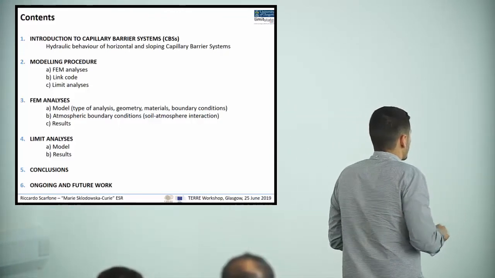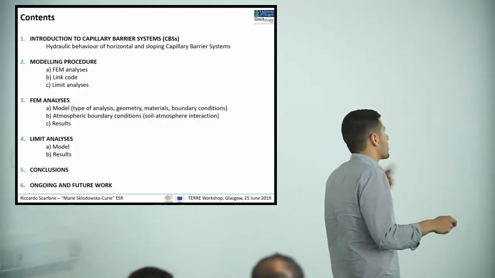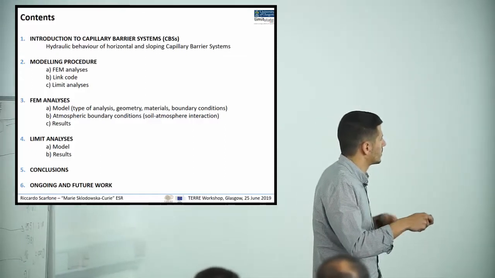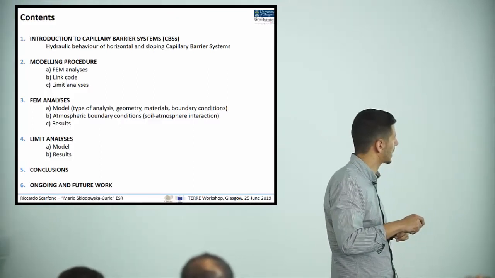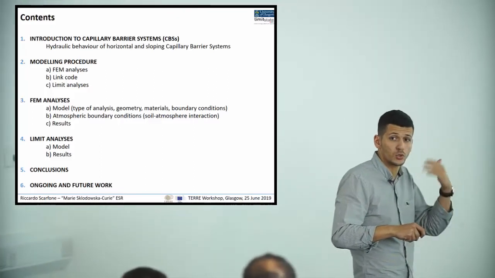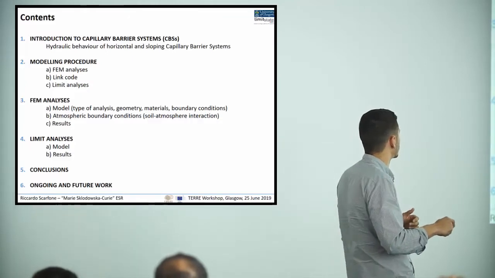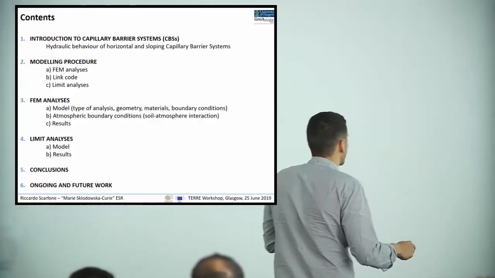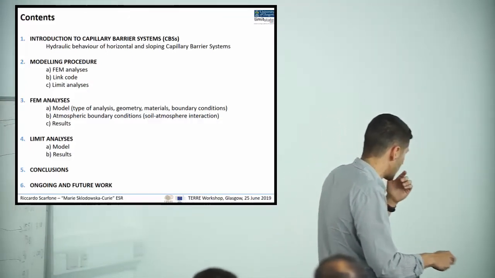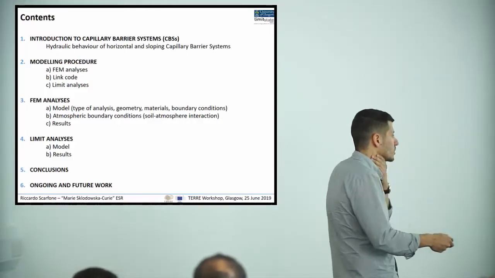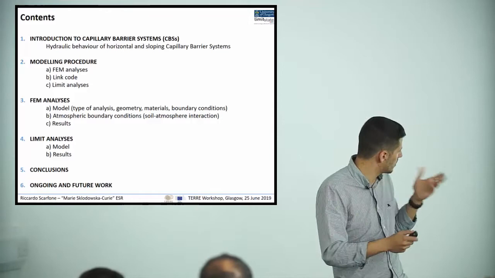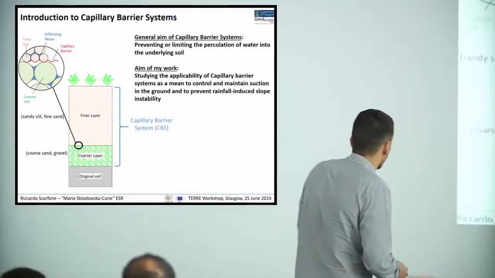So we will see for the finite element analysis the type of model and geometry, materials, and so on. In particular, we'll focus on the atmospheric boundary conditions, including soil-atmosphere interaction, and we'll see some results. Similarly, we will see the model for the limit analysis and some results as well. We will see some conclusions and some ongoing and future work.